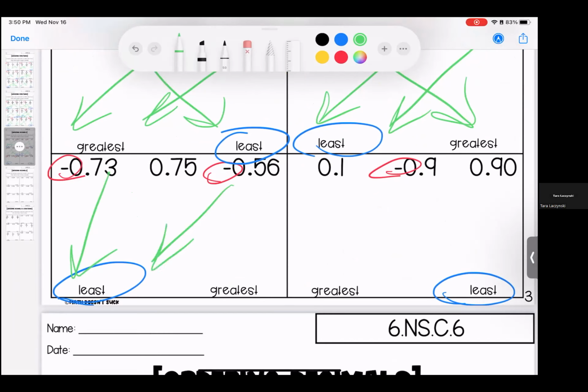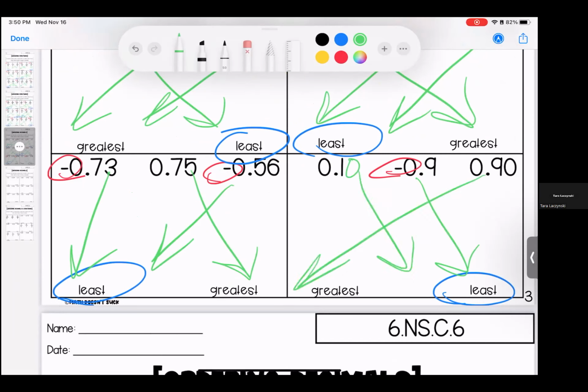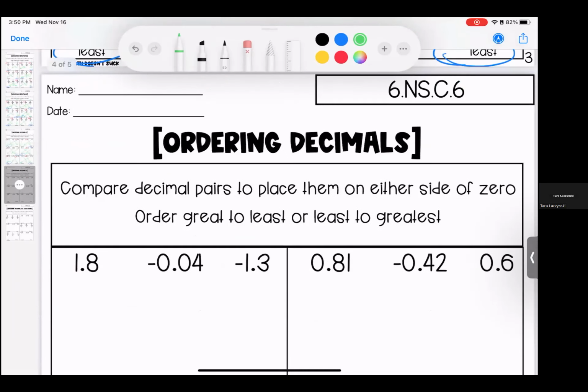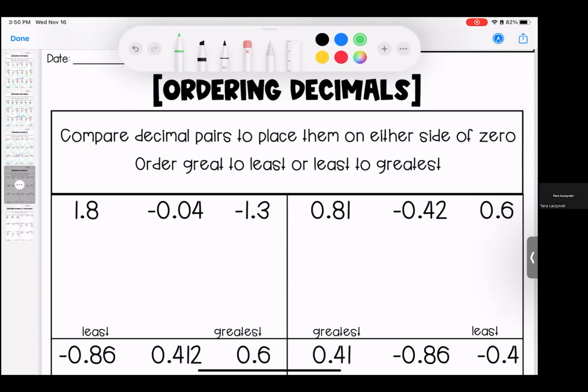Smallest, middle, large. Remember, in the land of negative numbers, big is small and small is big. Definitely the smallest because it's the only decimal. Add your 0, comparing 90 and 10. That is the end of our decimal page. Easy peasy lemon squeezy. Moving on to page 2 of just ordering decimals.